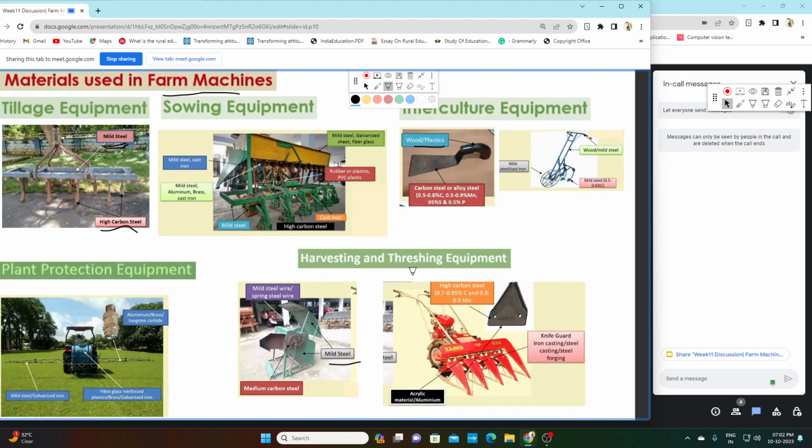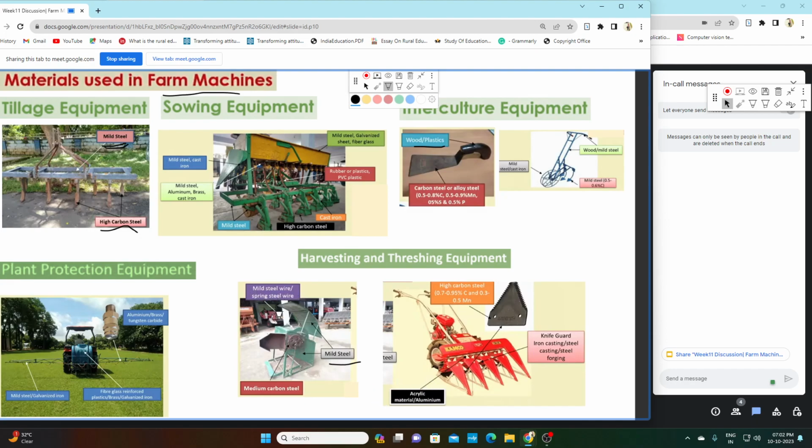Now the last, that is harvesting or threshing operation. The knife is made up of high carbon steel. The knife guard is made of iron casting steel or casting steel or steel forging, and the body of the VCR is made up of aluminium or acrylic material.